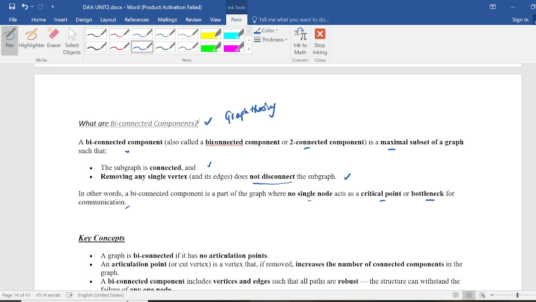So, understanding the definition, a bi-connected component is a part of an undirected graph. Point to be noted: the part stays connected even if we remove any vertex. Removal of any vertex does not affect the graph. It does not have any weak points.